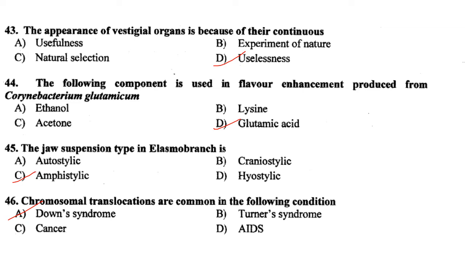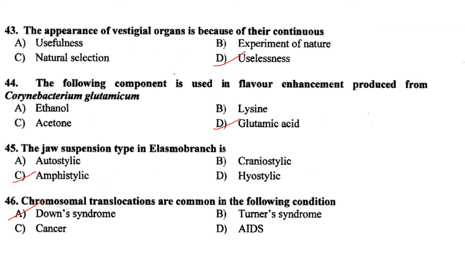Okay. The following component is used in flavor enhancement produced from Corynebacterium glutamicum. So that is glutamic acid that is produced. Answer is option D. Then next one. The jaw suspension type in Elasmobranchs is amphistylic. Answer is option C.